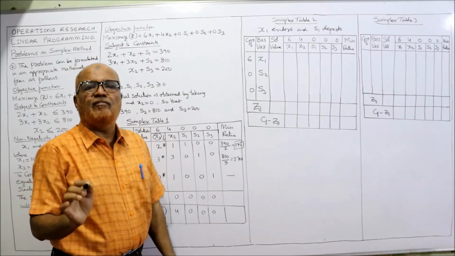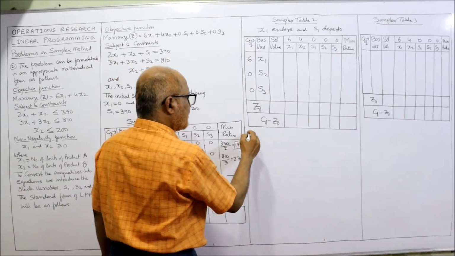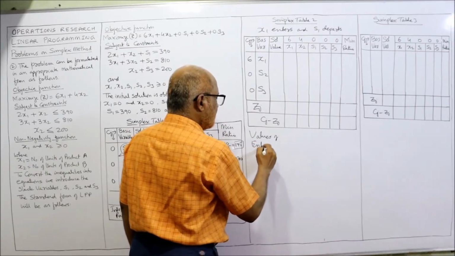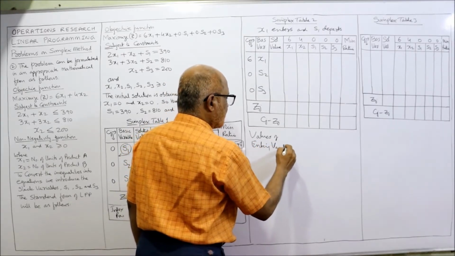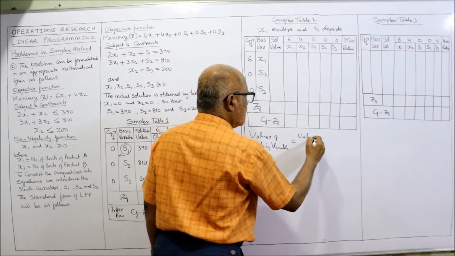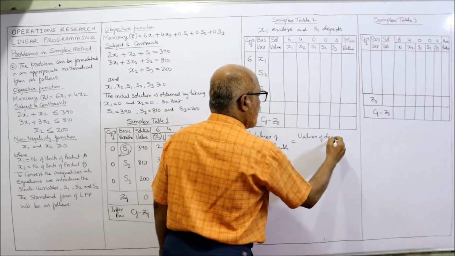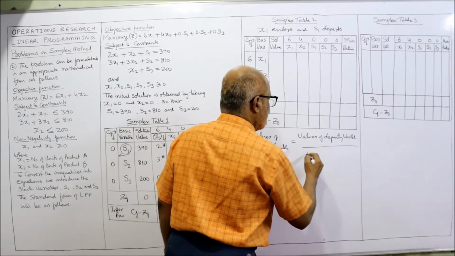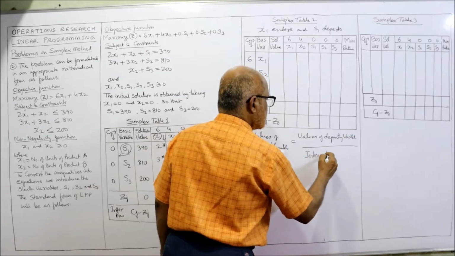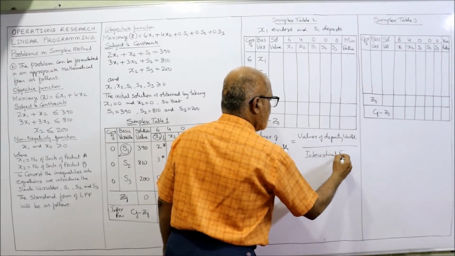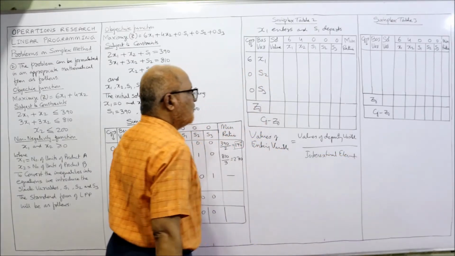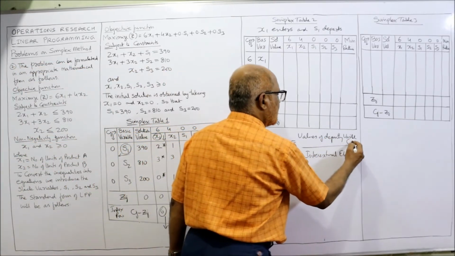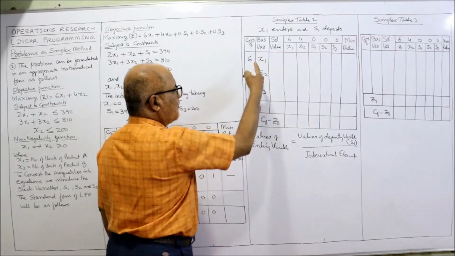Now we need the values of the entering variable. The values of the entering variable are equal to the values of the departing variable divided by the intersectional element. Which is the departing variable? S1. And which is the entering variable? X1.